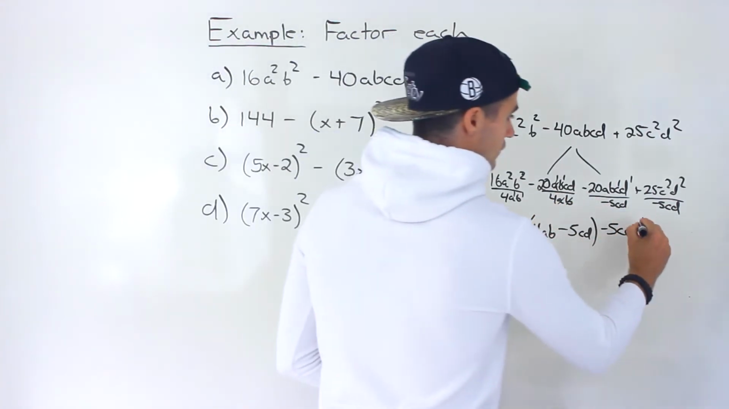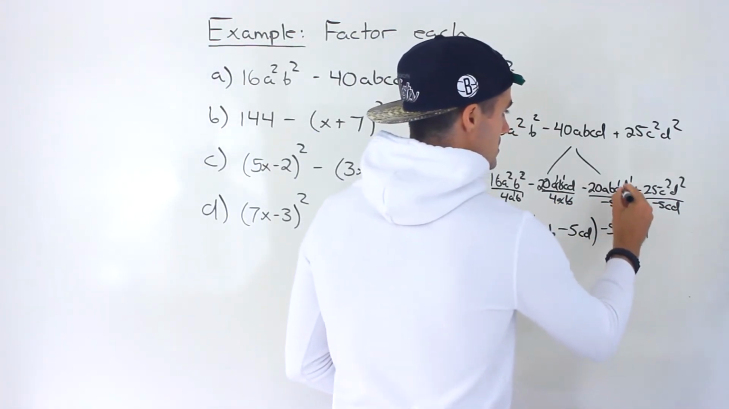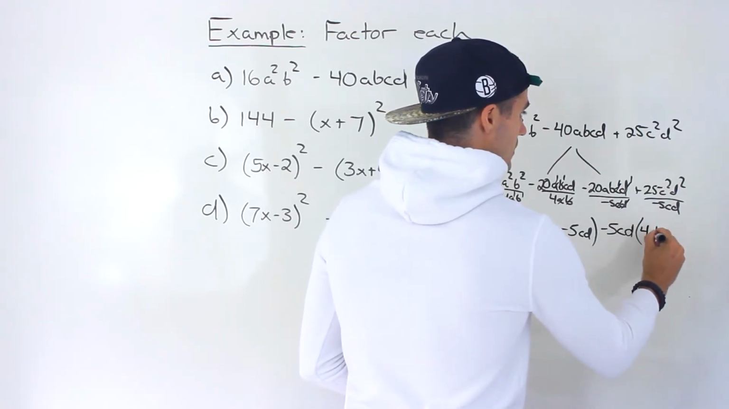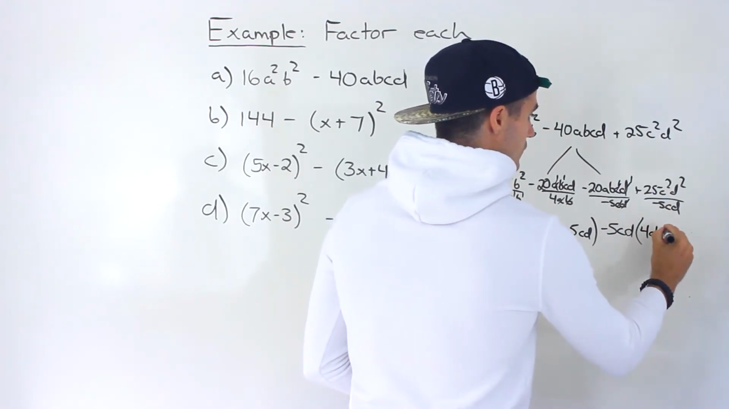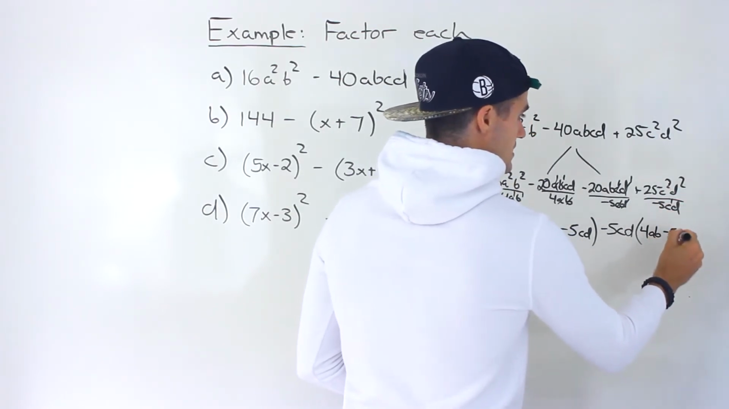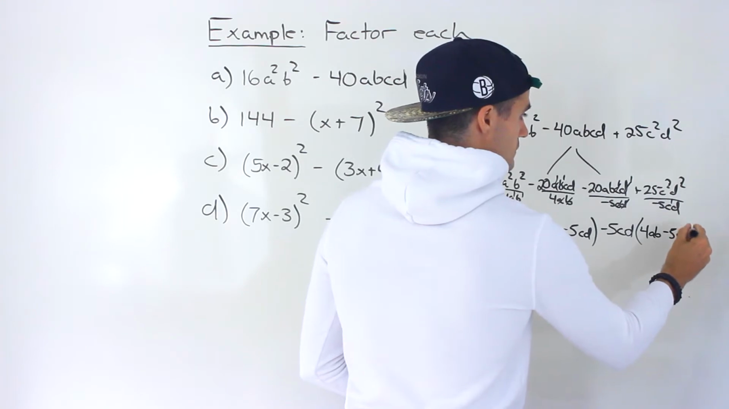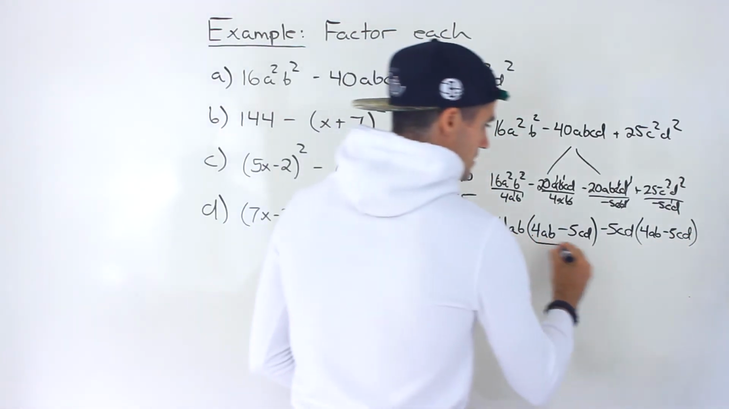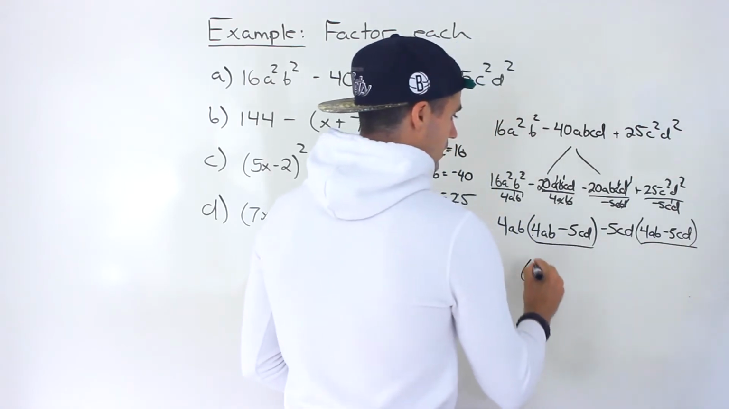Negative 20 divided by negative 5 would give us 4. Notice the c's cancel out, the d's cancel out, and we'd have AB. 25 divided by negative 5 is negative 5. Notice c to the 2 over c to the 1 gives us c. D to the 2 over d to the 1 gives us d, like that. Right?